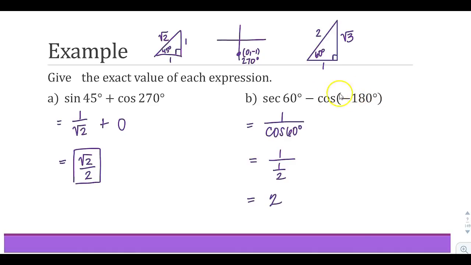And then I'll move on and evaluate cosine of -180 degrees. So we have another quadrantal angle, -180 degrees. Well, that's going to take me in this counterclockwise direction. So my coordinate point over here would be at -1, 0. Cosine, again, is looking for the x value. So I have -1. So here I have minus -1. That's plus 1. So we have 2 plus 1 is 3.